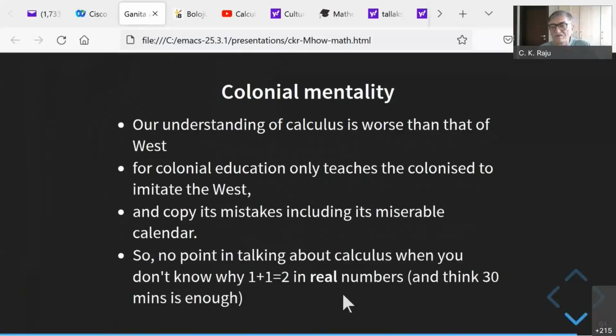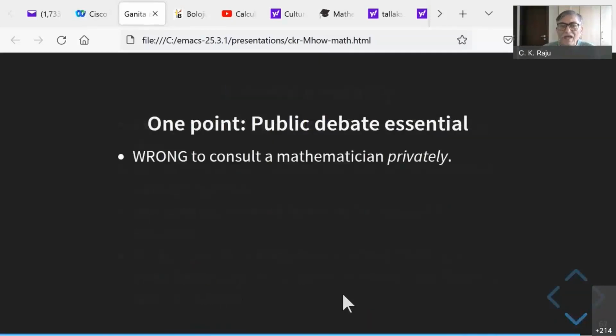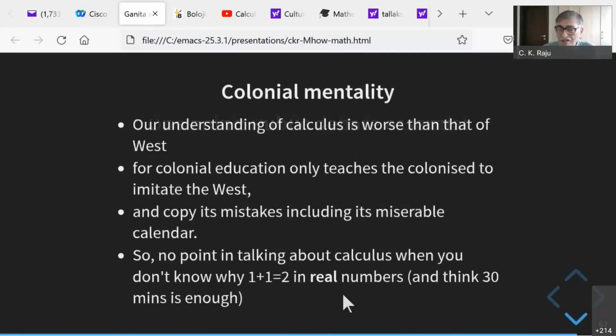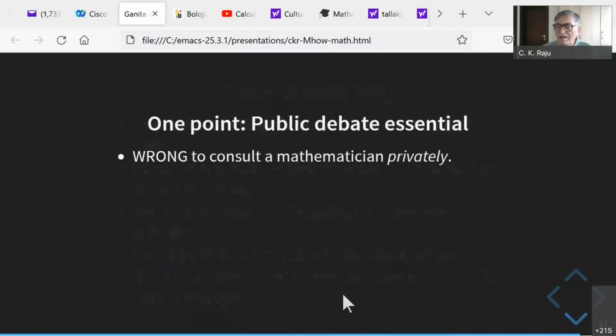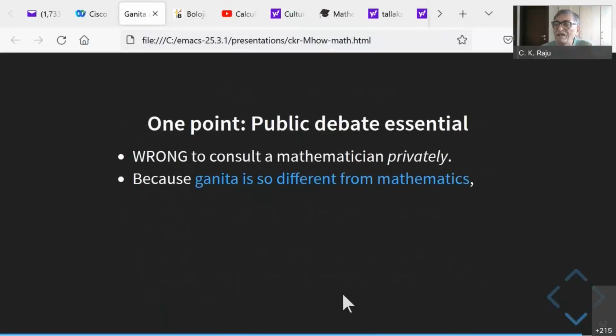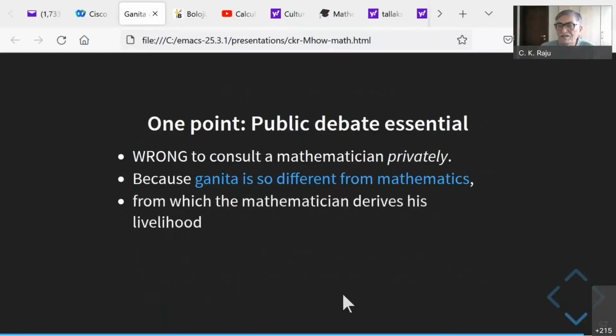Now, what I am talking about calculus, I'm talking about 1 + 1 = 2. 1 + 1 = 2 in real numbers, because real numbers are supposed to be necessary for calculus. You need 30 hours to explain that. And all that I will say is, you think that some mathematician will understand it. Let's take a mathematician from Harvard, from Cambridge, from somewhere. They don't. And even if they do, you want them to discuss it publicly, because their means of livelihood depends upon continuing that formal mathematics. So you should not consult them privately. You need, because Ganit is so different from mathematics.